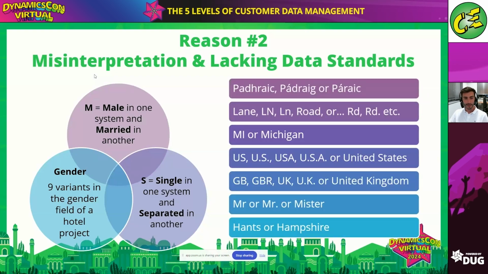And we've got some lovely variants here. We've got Patrick spelt in all the different Irish variants. I'm sure there are some people with Irish heritage listening on the call. We've got Lane, LN, Road, RD. We've got Michigan, States, long, short. We've got US spelt in all its different forms.